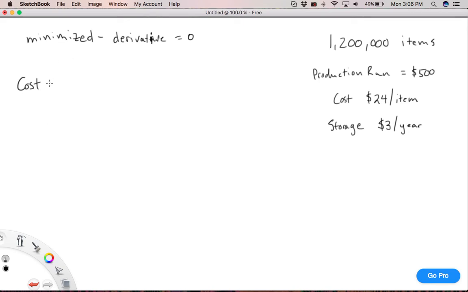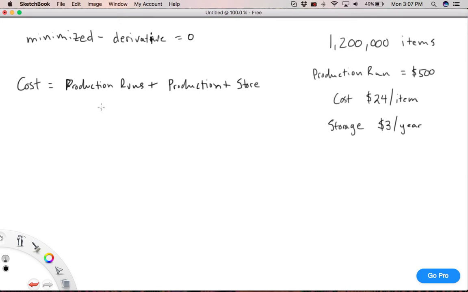Now, we have three things that are costing money. It's going to cost money to do a production run. It's going to cost money to produce the items. And then it's going to cost money to store those items since we can't sell them immediately, right? They're going to have to sit in a warehouse somewhere.